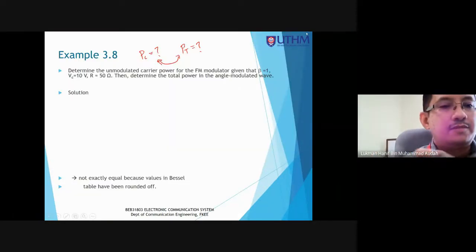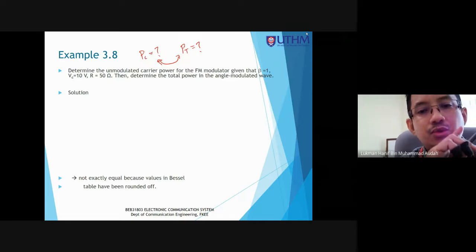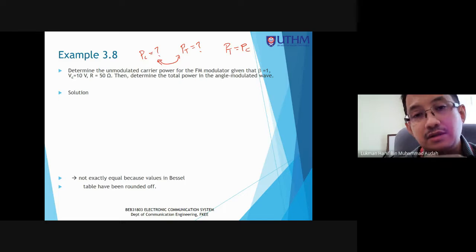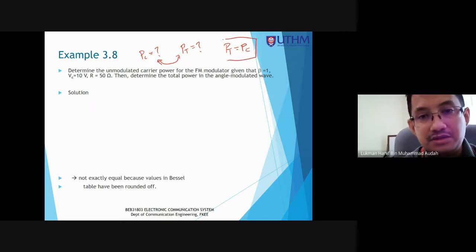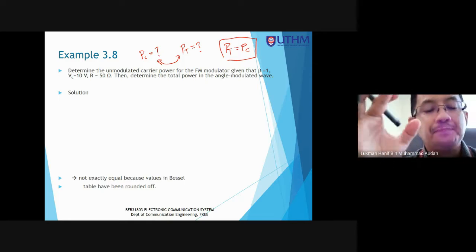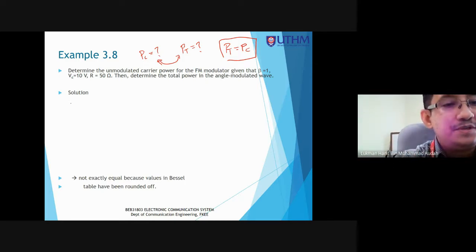So in this case, we need to use the Bessel table so that we can calculate one by one, and then we compare with PC. Of course, kita tahu theoretically we know that PT is equal to PC. But in this example, we want to show you what's the difference.